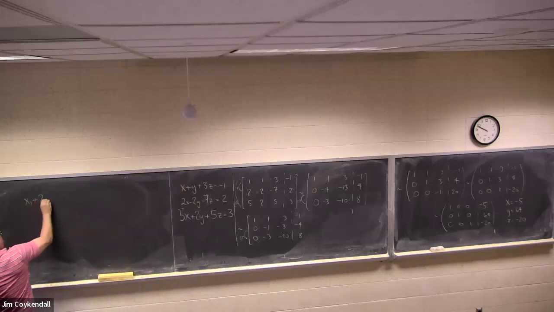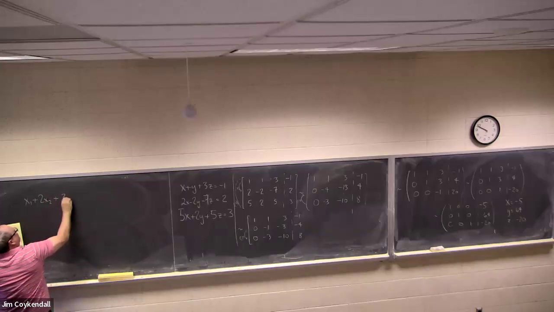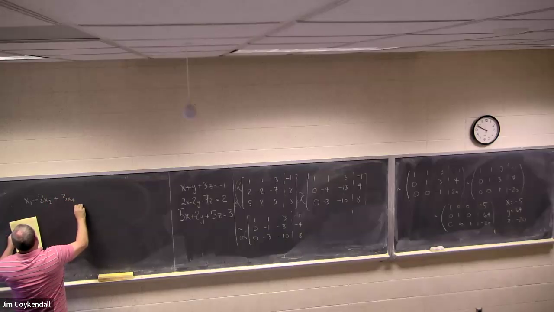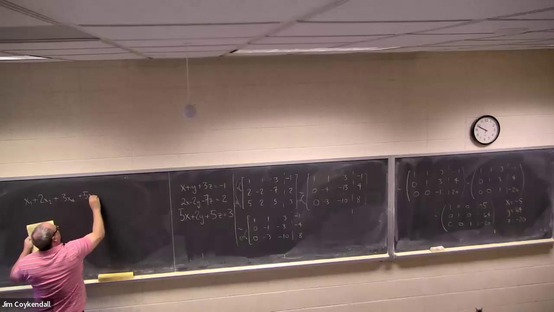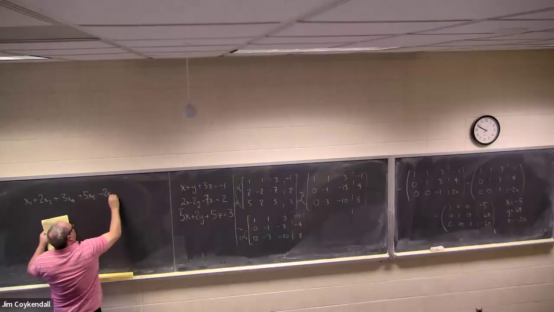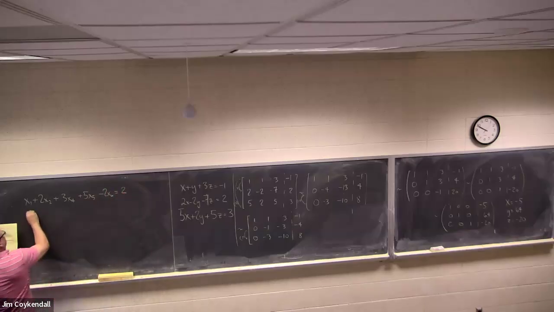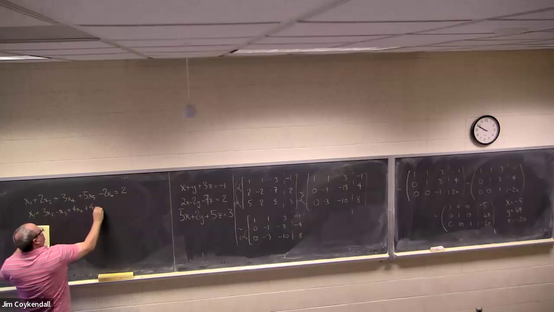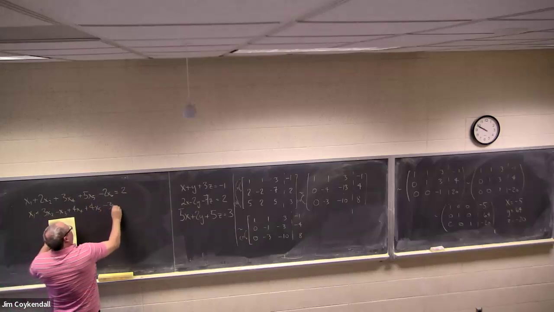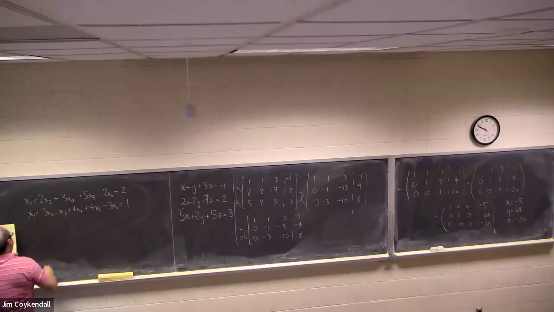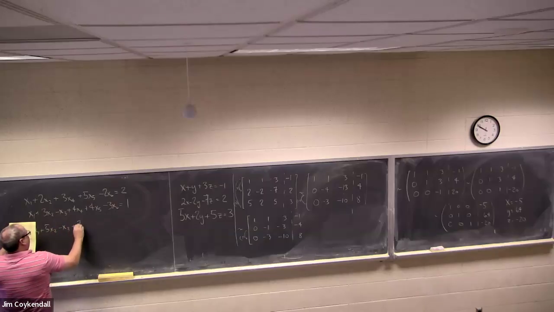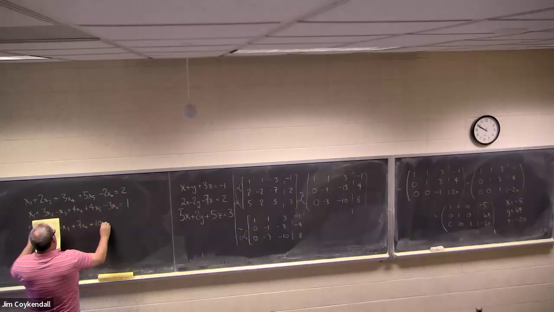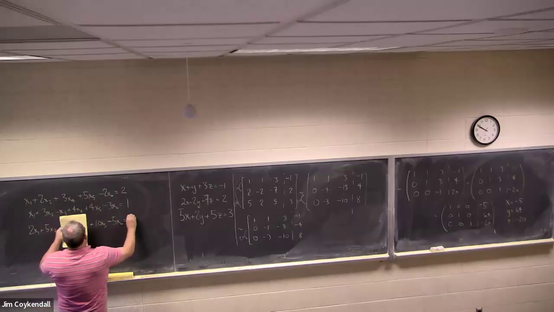So x1 plus 2x2 plus 3x4 plus 5x5 minus 2x6 is equal to 2. x1 plus 3x2 minus x3 plus 4x4 plus 4x5 minus 3x6 is equal to 1. 2x1 plus 5x2 minus x3 plus 7x4 plus 10x5 minus 5x6 is equal to 3.